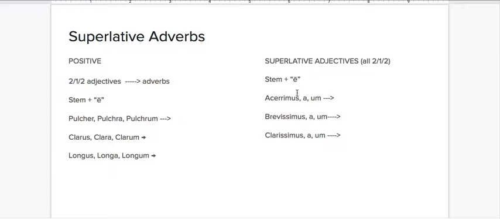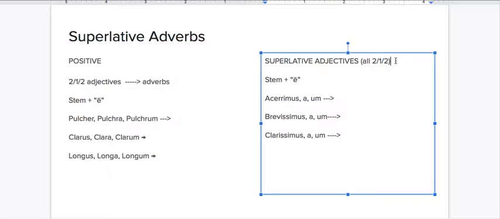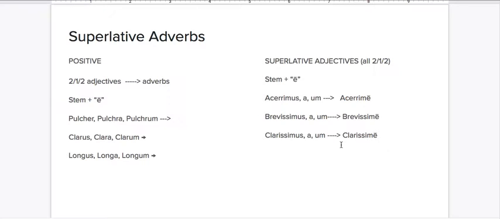Now, note the following superlative adjectives. What type of adjectives are they? They're all 2-1-2, as it says right up here. So, as you might have guessed, we're just going to make them adverbs. We make them adverbs, so we go from fiercest to most fiercely by changing that us to an e with a macron ending. Okay? So you can deduce then bravissimus is going to become bravissime. Clarissimus is going to become clarissime. Okay? And you can see all three written out here.